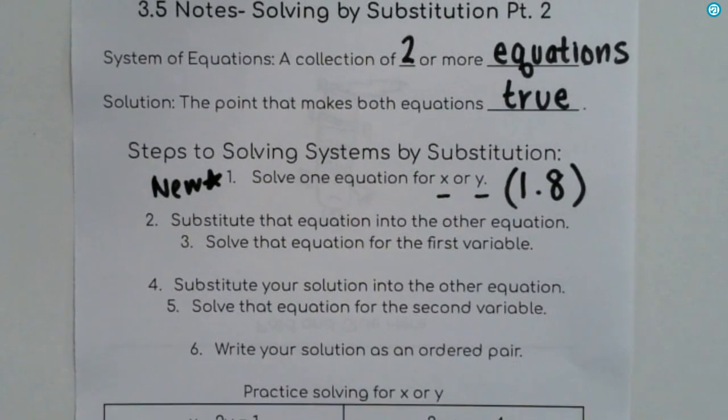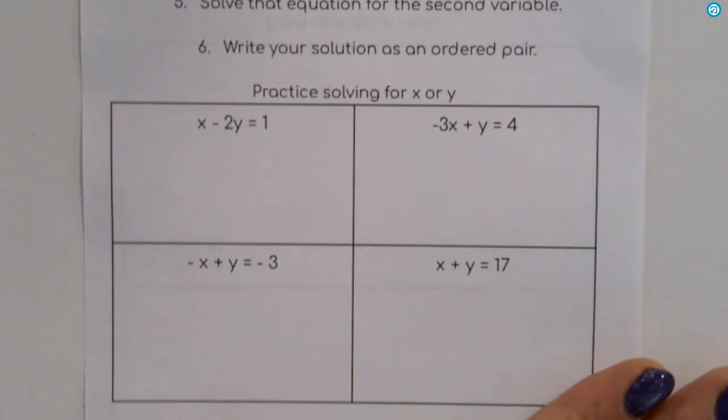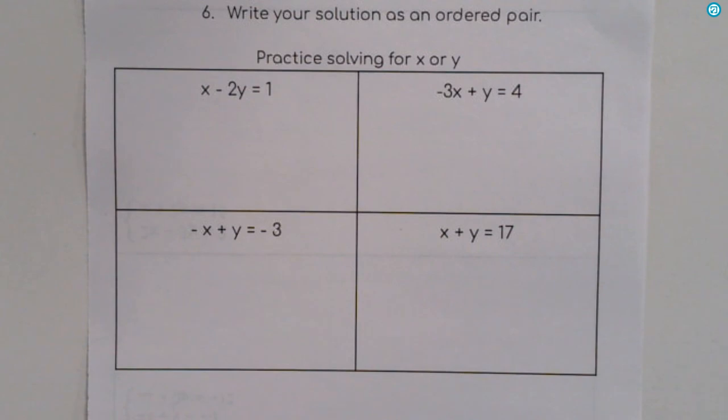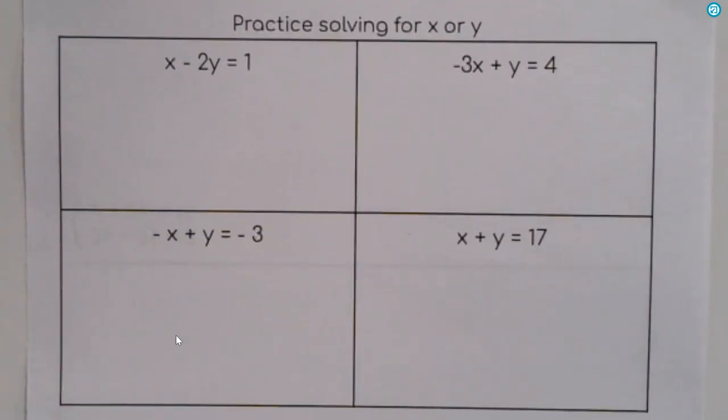Steps 2 and 3, 4 and 5, 6 are the same as they were on Tuesday and Wednesday. We'll go over them once we get to them. Right here, we are going to start by practicing solving for x or y. Solving for a variable means we're getting it by itself. So we need to make our equation either be x equals or y equals. With these ones, we have to pick which one it's going to be easiest to solve for.